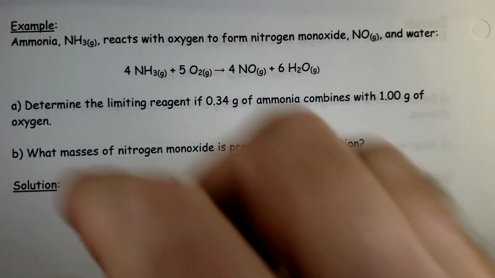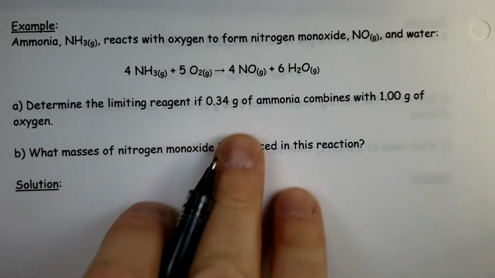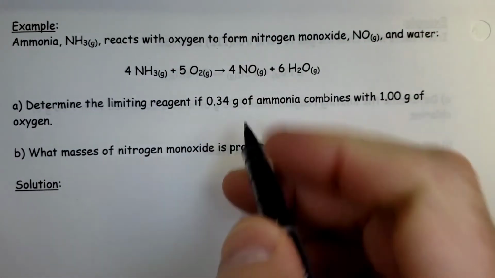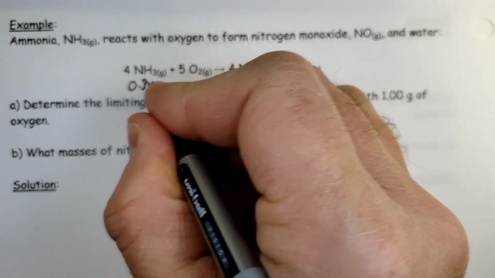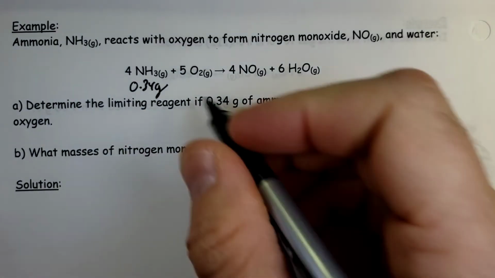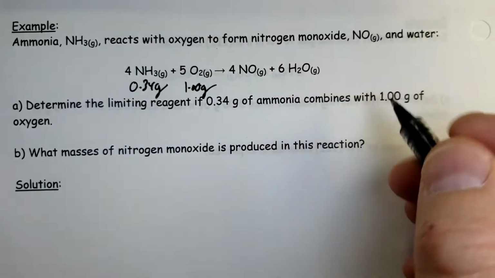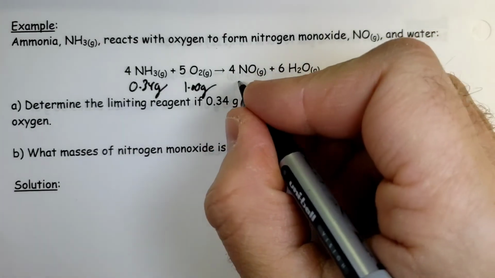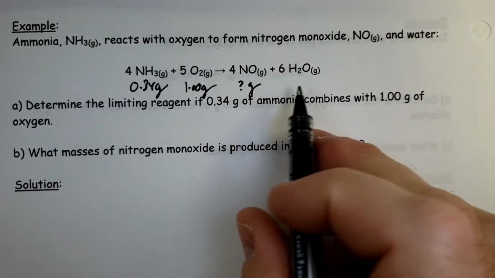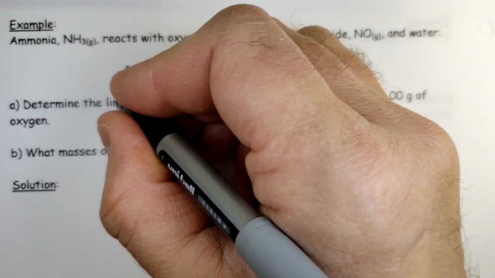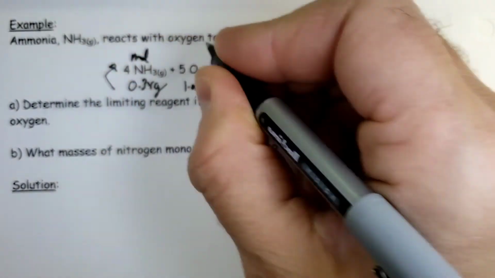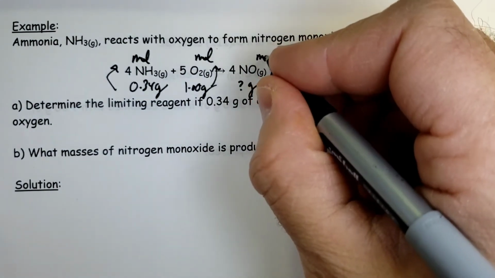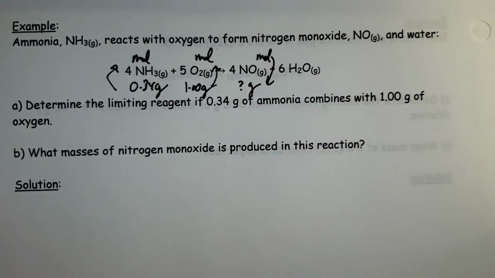Okay, Physical Science 20, we'll finish off this last one. Ammonia reacts with oxygen to make nitrogen monoxide and water. So I have 0.34 grams of ammonia and 1 gram of oxygen. And eventually we'll figure out what's the mass of nitrogen monoxide. It doesn't ask anything about water, but it could have, but we don't have to worry about it. So yes, we're going to figure out how many moles, and then eventually figure out how many moles of that we have being formed.